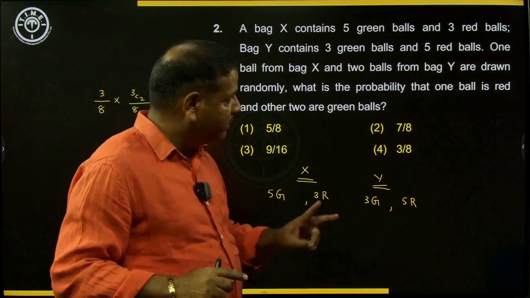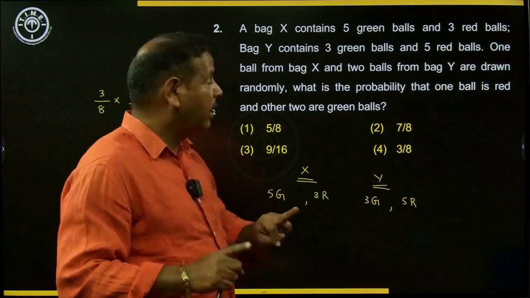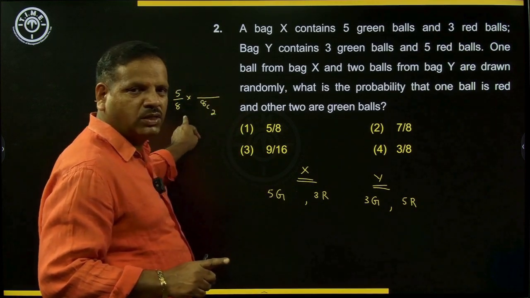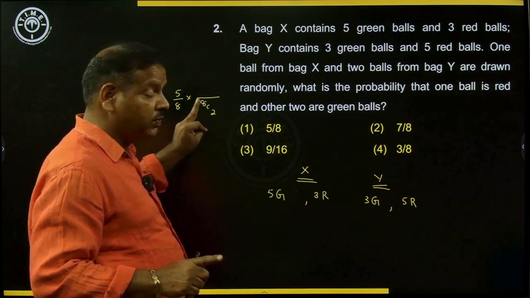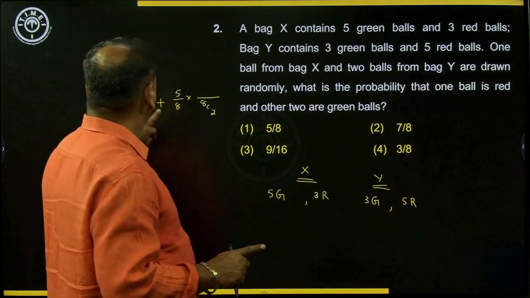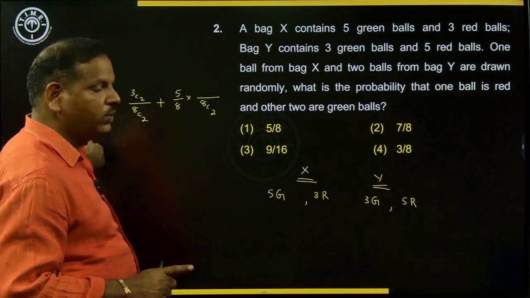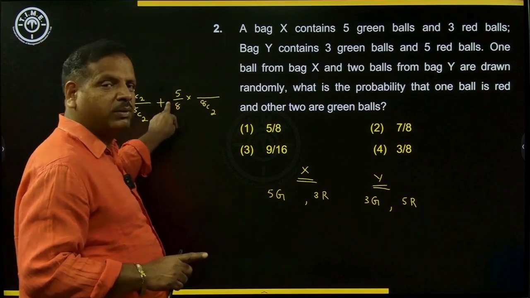మనకి క్వశ్చన్లో ఏం చెప్పాడంటే 1 ఈజ్ రెడ్ కావాలన్నాడు, 2 ఆర్ గ్రీన్. బట్ ఆల్రెడీ 1 గ్రీన్ వచ్చేసింది కదా ఫస్ట్ బ్యాగ్లో నుంచి. ఇప్పుడు నేను ఫస్ట్ బ్యాగ్లో ఇంపార్టెంట్ అని చెప్పాను. ఫస్ట్ బ్యాగ్లో నుంచి ఆ 1 ball రెడ్ కావచ్చు ఆర్ గ్రీన్ కావచ్చు. ఫస్ట్ బ్యాగ్ X లో నుంచి తీసిన బాల్ రెడ్ అయింది అనుకోండి, ఇది ప్రాబబిలిటీ. అది గ్రీన్ అయింది అనుకోండి, ఇప్పుడు ఇది ప్రాబబిలిటీ.